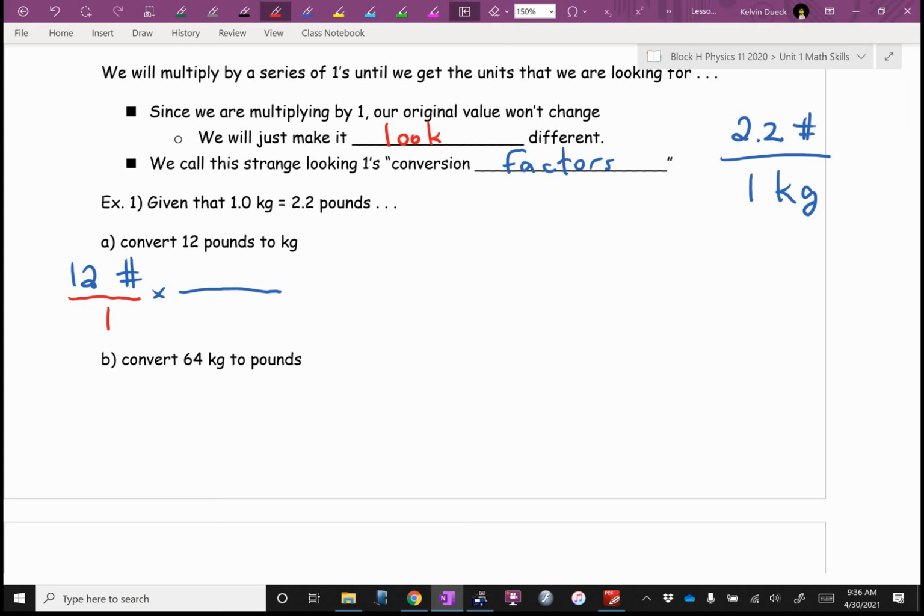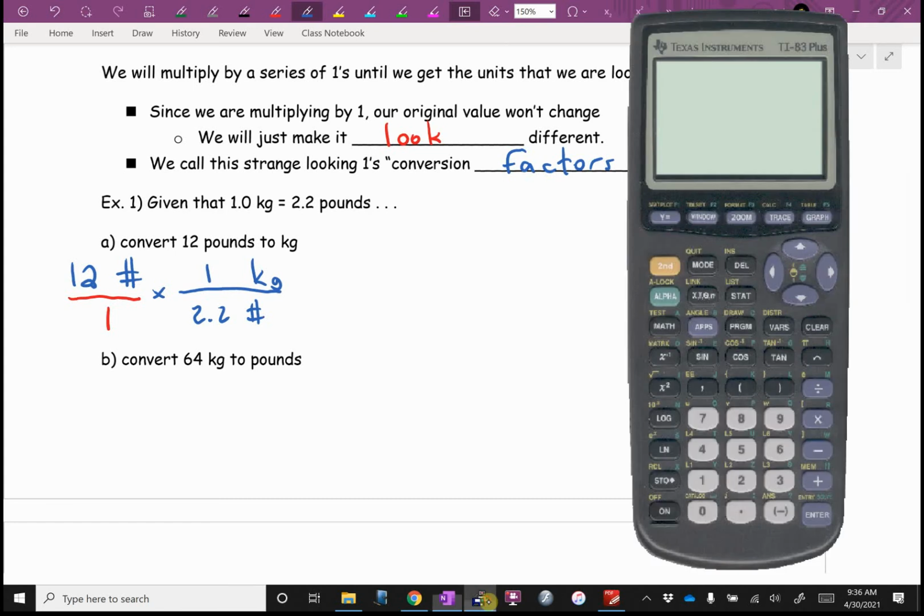Here's my point. This pound symbol, is it on the top or the bottom of this fraction? On the top. So to get it to cancel out in the next fraction, it's going to go at the bottom. So what units are going to go on the top? Kilograms. And in my conversion factor, the 1 goes there, the 2.2 goes there. And now I can figure out what I do with that 2.2. Is that 2.2 on the top or on the bottom? If it's on the bottom, am I going to times by 2.2 or divide by 2.2?